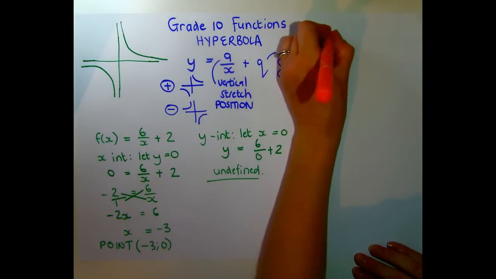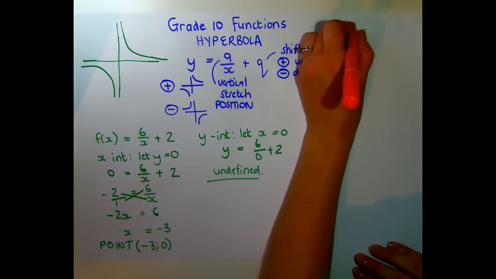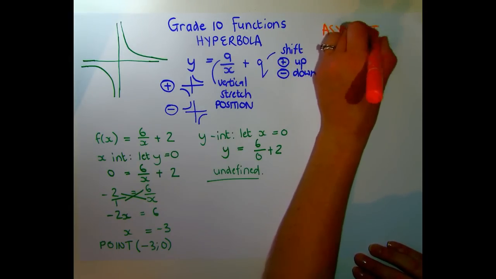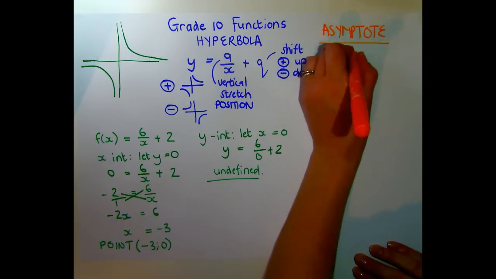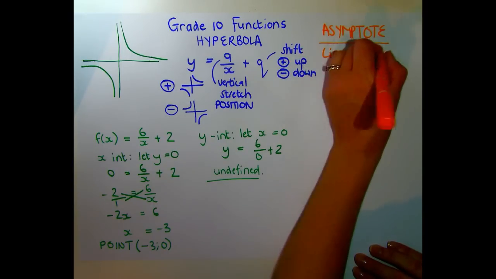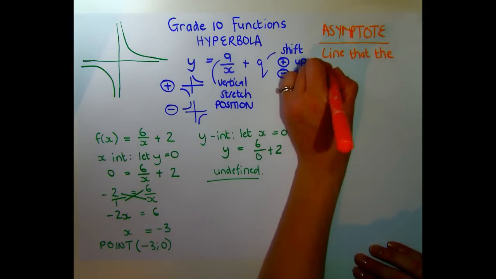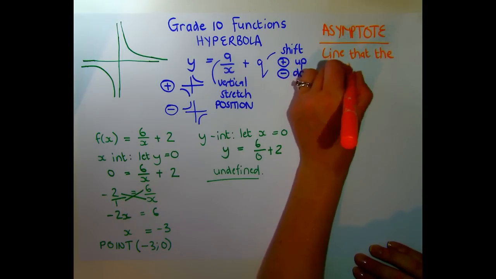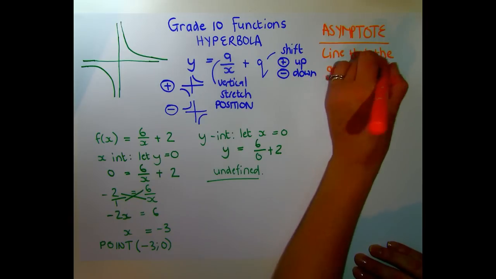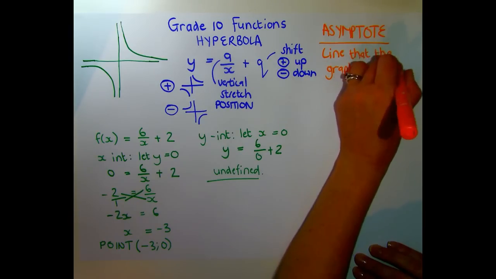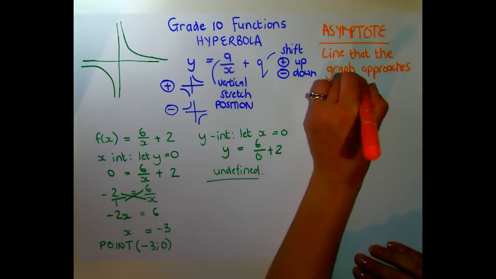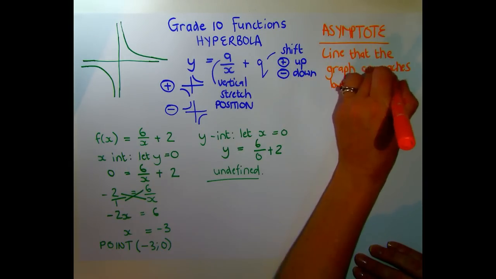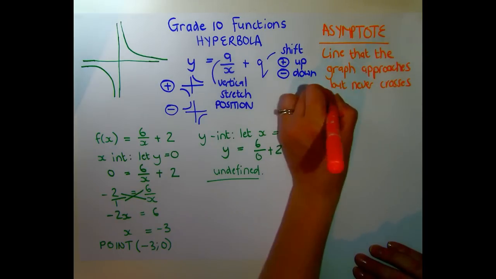An asymptote is a line that the graph approaches, so moves towards, but never crosses or touches.